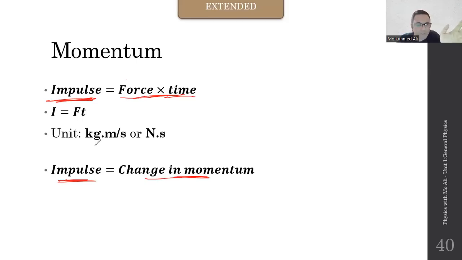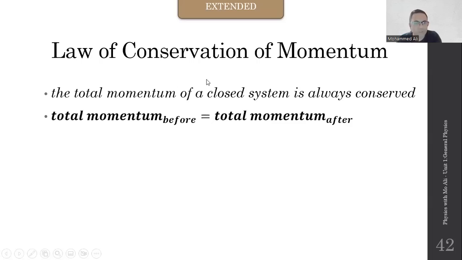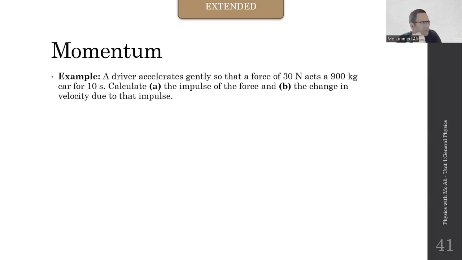This is why the unit of measurement of impulse, which is newton second, is also the same as the unit of measurement of momentum, which is kilogram meters per second, because they're just the product of mass and velocity, or the product of force and time. It's the same thing. A very important law when it comes to momentum is the law of conservation of momentum. But let's solve this example really quick.